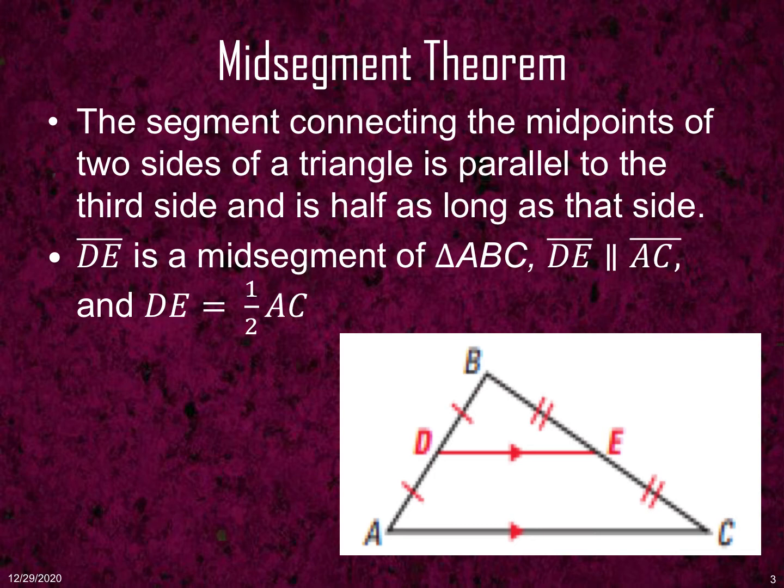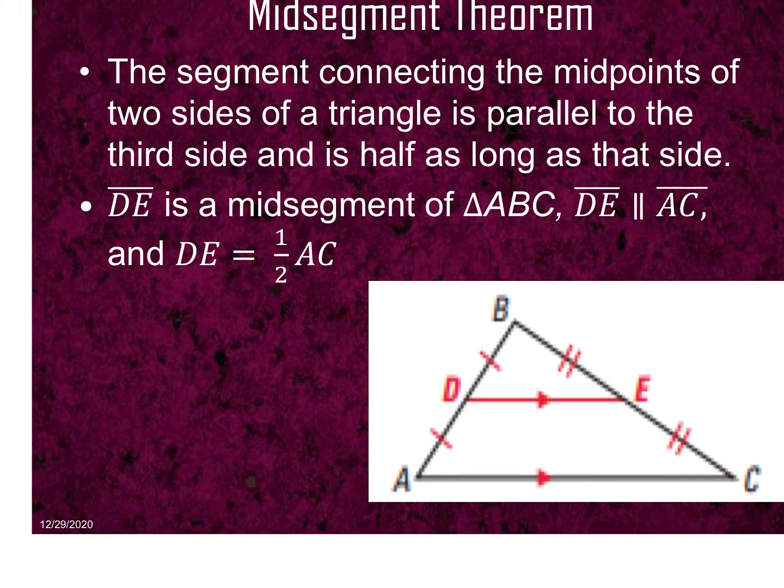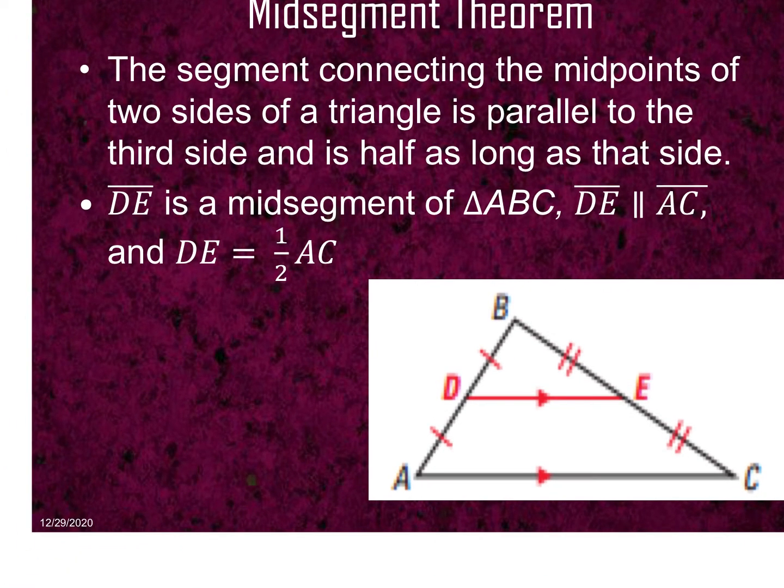So in this figure here, DE is a mid-segment of triangle ABC. I can see that DE is parallel to AC because it's got these little arrows on the 2 segments. Remember, those arrows indicate that those lines are parallel, not that they're congruent. And I can tell that D is a midpoint because of the congruency marks here: AD is congruent to DB, splitting AB into 2 congruent pieces. I also know that E is a midpoint because, again, of the congruency marks here.